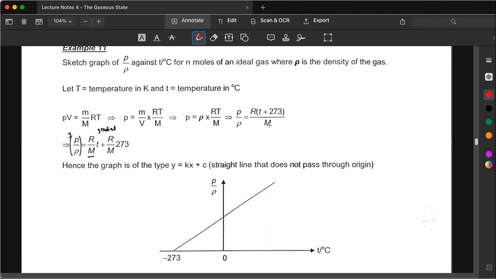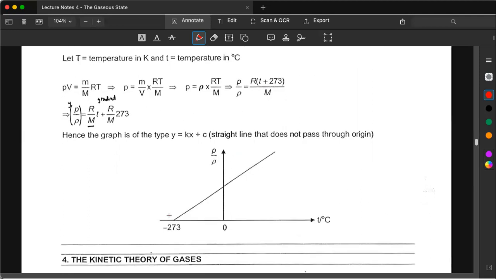Divide by the molar mass. And then you just split up this equation to form the y equals mx plus c graph. You should get R over M t plus R over M times 273. Then it should be a straight line graph that does not pass through the origin, similar to the earlier graph.